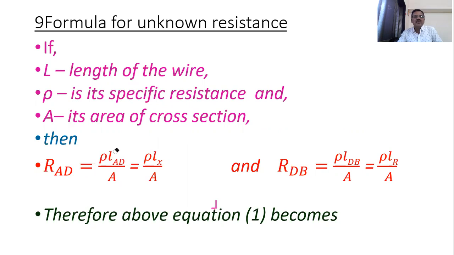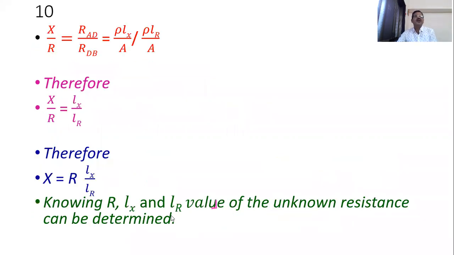But the length of this wire between A and D is Lx. Therefore, this RAD becomes rho Lx upon A. Similarly, this RDB is equal to rho into LDB divided by A. But the length of the wire between D and B is Lr. Therefore, the above equation becomes X divided by R is equal to RAD upon RDB.